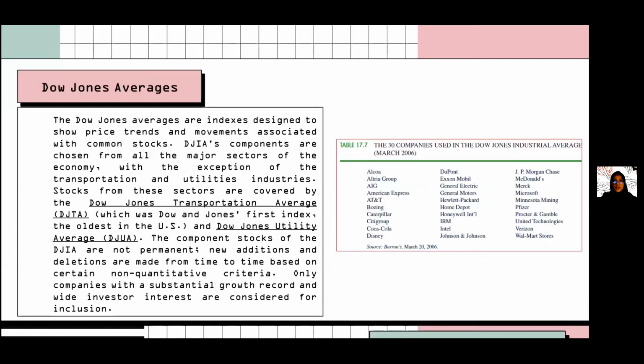And the last price index is the Dow Jones Average. The Dow Jones Averages are indexes designed to show price trends and movements associated with common stock. DJIA components are chosen from all the major sectors of the economy, with the exception of the transportation and utilities industry. Stocks from this sector are covered by the DJTA and DJUA.